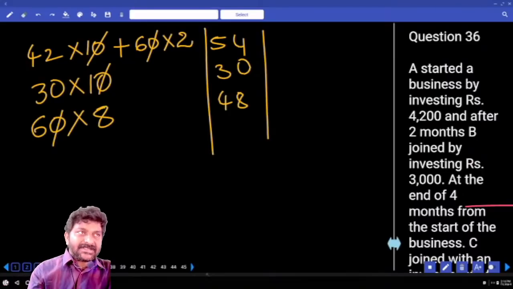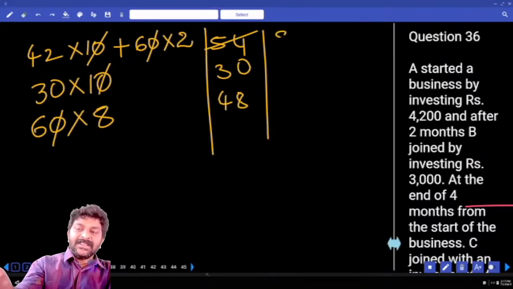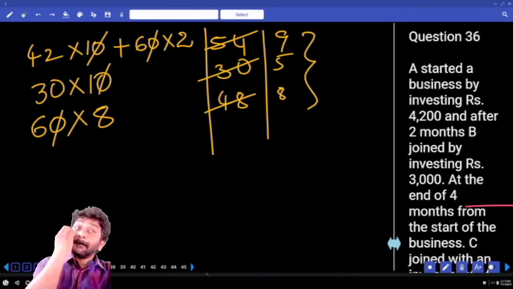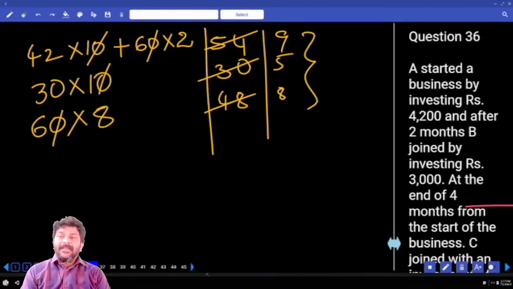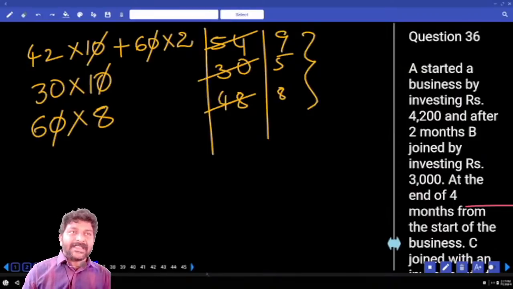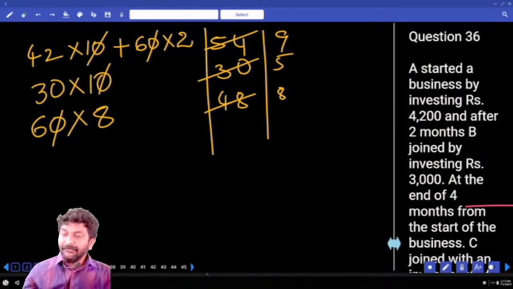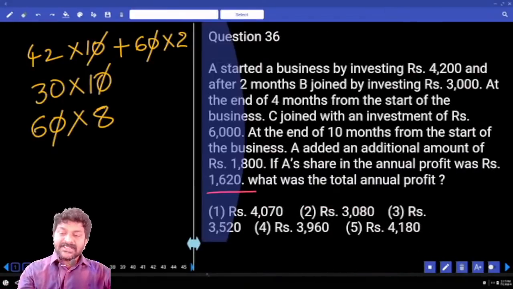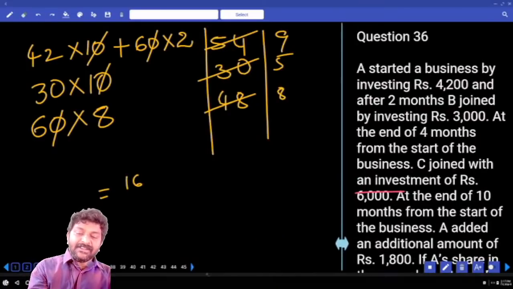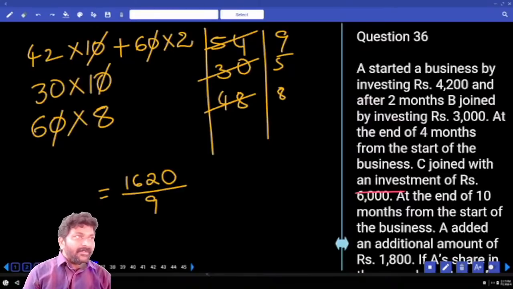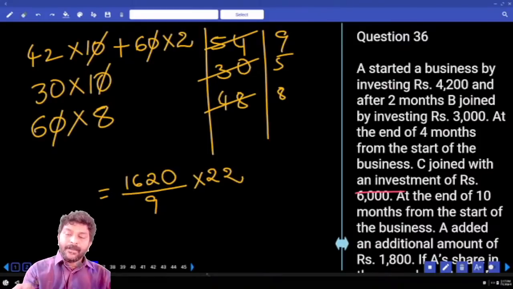If you observe these numbers, again all are multiples of 6. 6, 6, 6. So out of this, A is getting how many parts out of the total? Total, 9 plus 5, 14. 14 plus 8, 20. So A is getting 9 parts, which is equal to 1620, correct? If 1620 is equal to 9 parts, 1 part is equal to 1620 divided by 9 only. And we were asked to calculate total profit, which is 22 parts. That is equal to 1 part into 20.